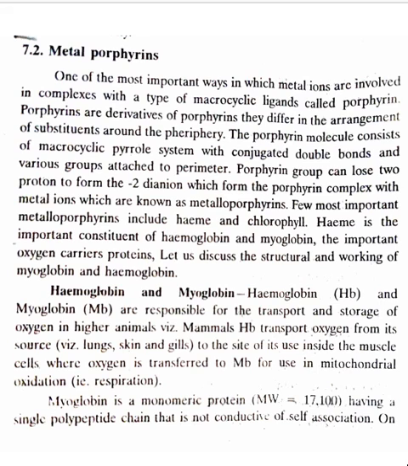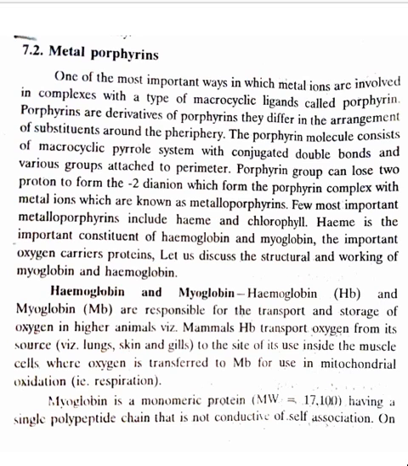Porphyrin can lose two protons to form a dianion, which forms porphyrin complexes with metal ions, known as metalloporphyrins. A few of the most important metalloporphyrins include heme and chlorophyll. Heme is the important constituent of hemoglobin and myoglobin, the important oxygen carrier proteins. Now, let us discuss the structure and working of myoglobin and hemoglobin.